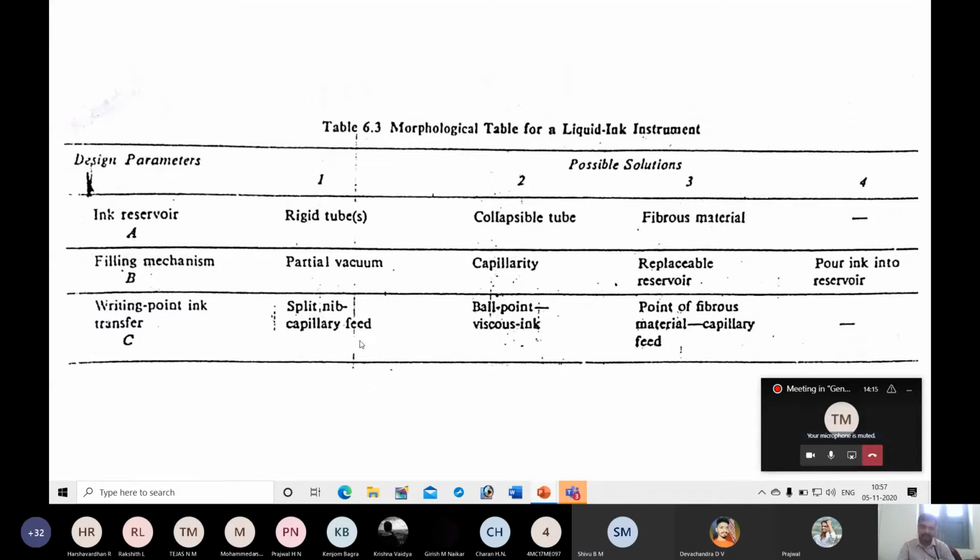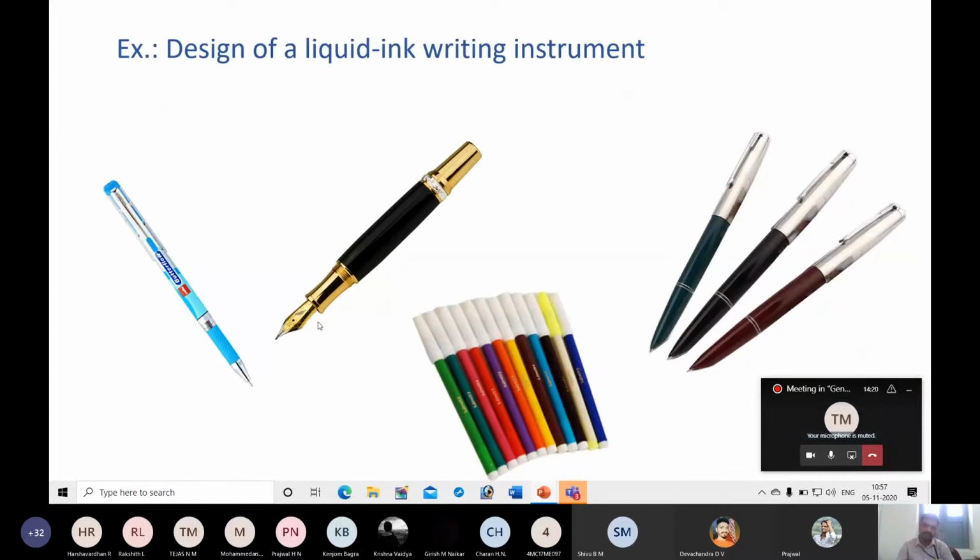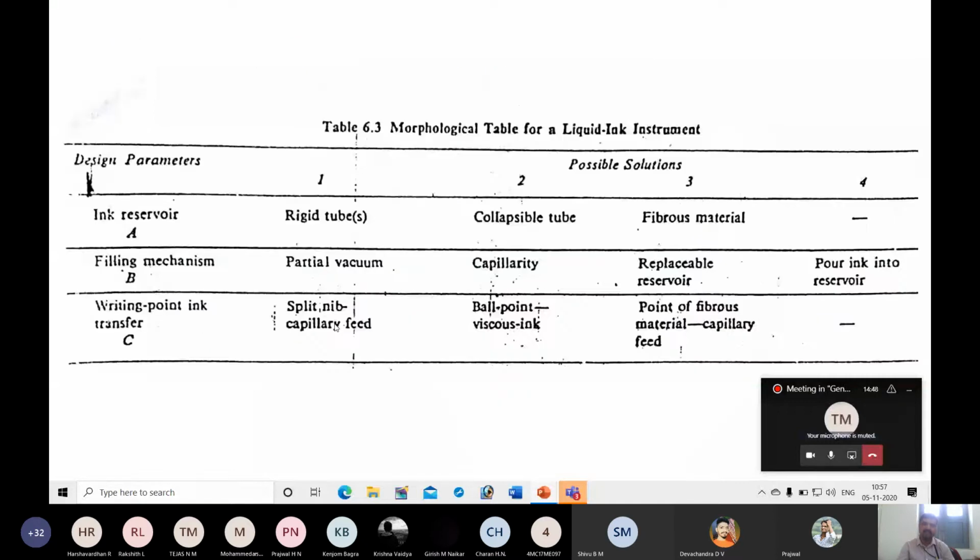Split nib: European fountain, so European or fountain pen, an ink pen. Here you can see the split nib. That means there is a slit, a line, which is going to divide this nib into two parts, right half and left half. That is the split nib. In case of European also you can see this. The size may be small, but a similar structure you can see in European also. So split nib capillary feed is used in ink pens.